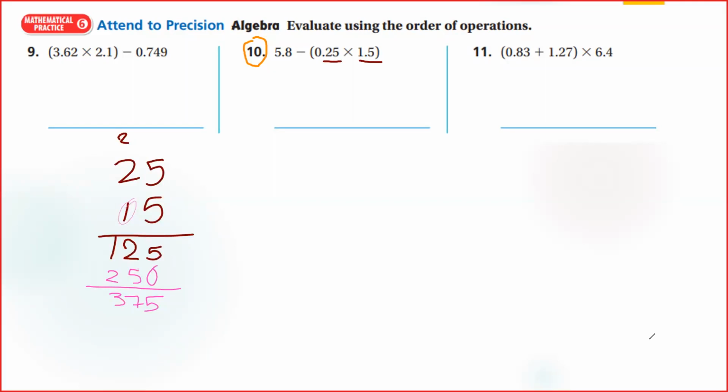Is it right? Yes. So here then, how many decimal places? It's correct. Yeah, then how many decimal places? 3 decimal places. Is it right? 1, 2, 3. So now the decimal point will be here. Now next, 5.8 minus 0.375. For this step, did you understand it?